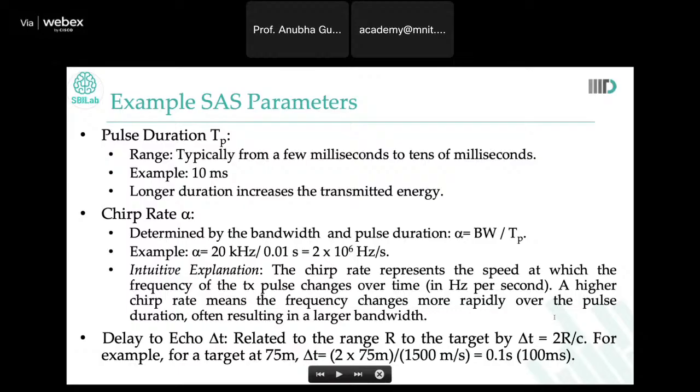For example, for a target located at 75 meters from the sea surface, it implies that delta T will be equal to 0.1 second. So that means after 100 milliseconds, you will receive the echo back.